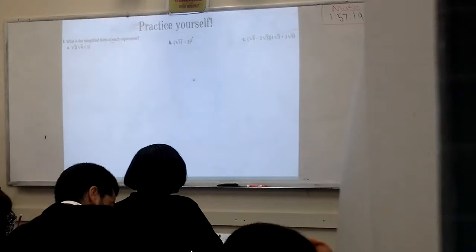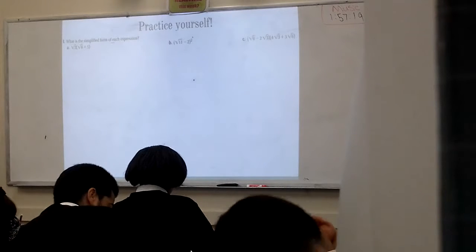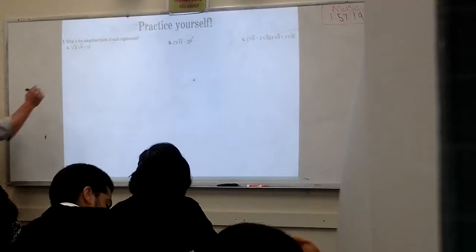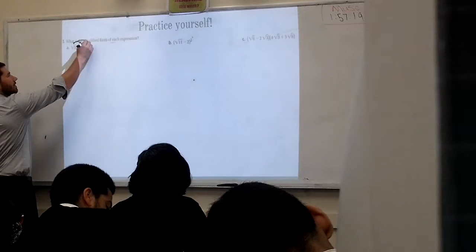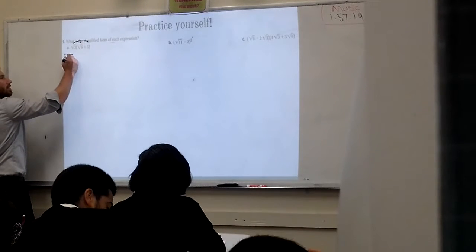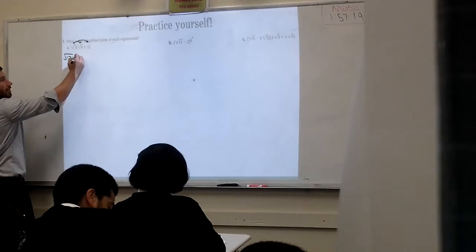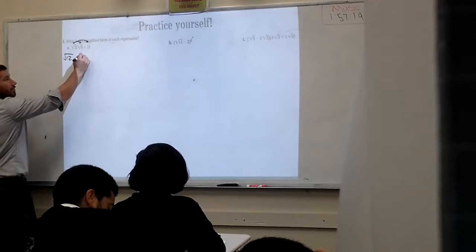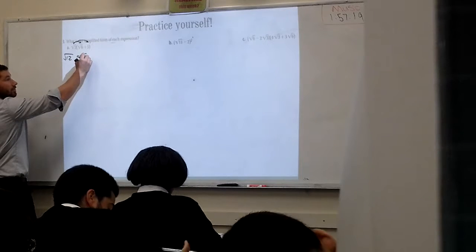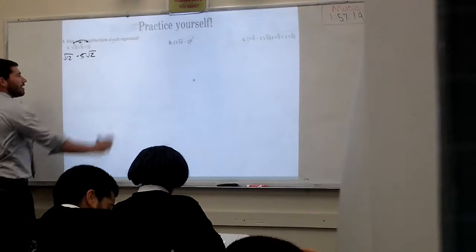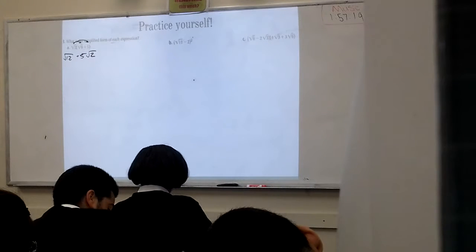Alright, first thing we want to do is called what, Uriel? This one we want to FOIL? Distribute. Very good. So we distribute this guy and get what? Square root of 12. Alright, 6 times 2 will give us 12. And then plus 5 square root of 2. Did anyone get square root of 10?